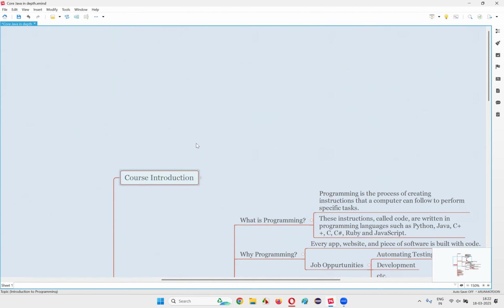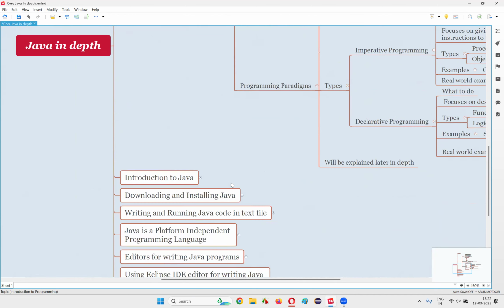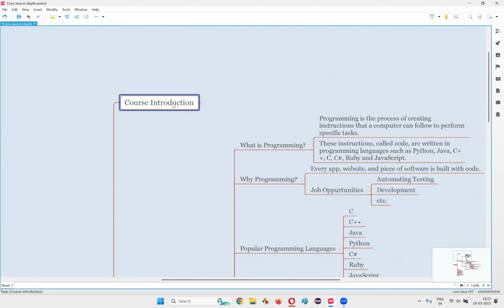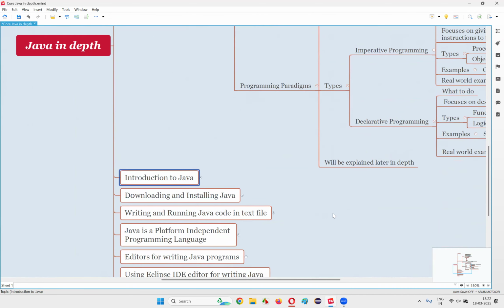Assuming that you have understood this introduction to programming part, in the next session we'll move on to the introduction to Java, guys. Course introduction was done in the previous session. In this session, introduction to programming is done. Now in the next session, we are going to go with the introduction to Java part.